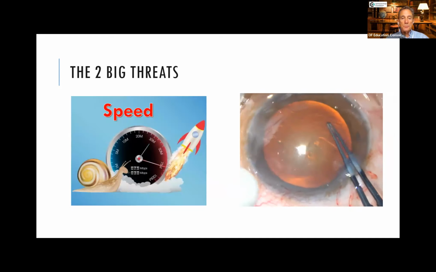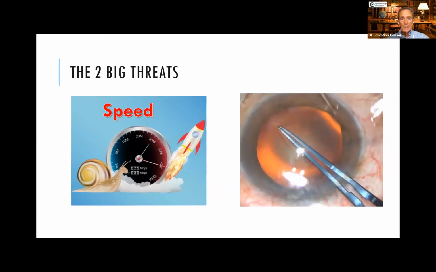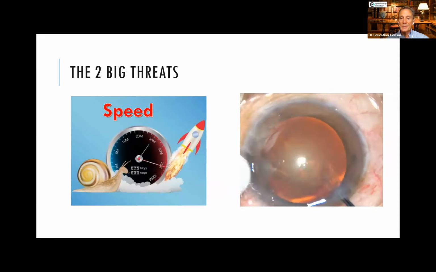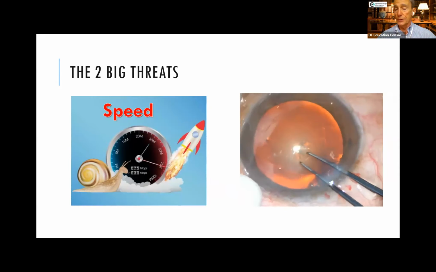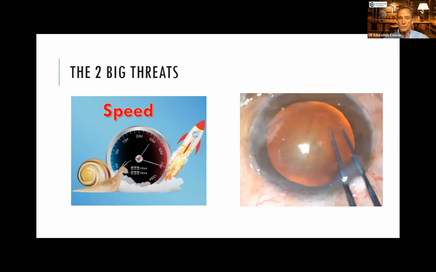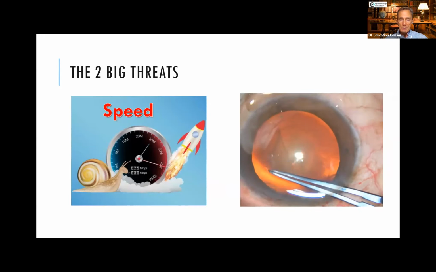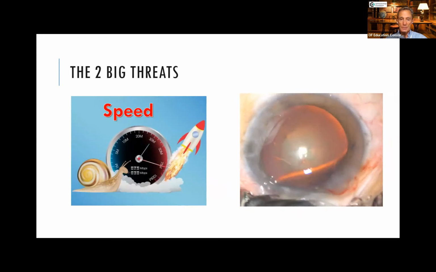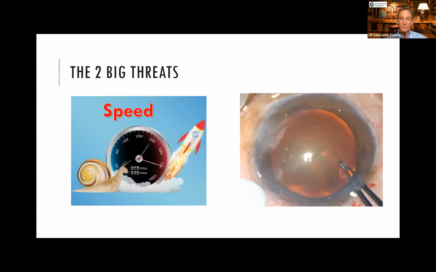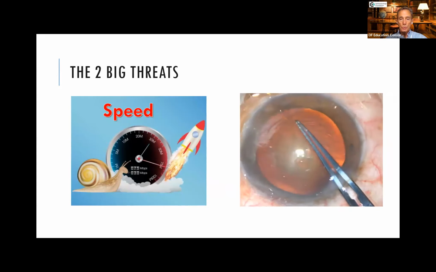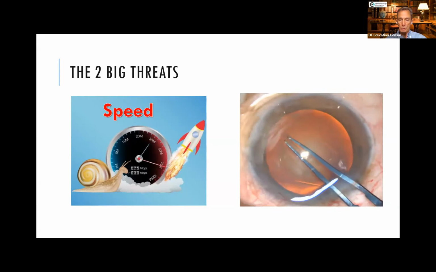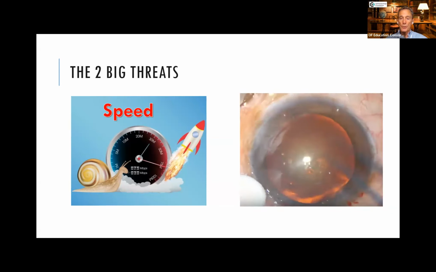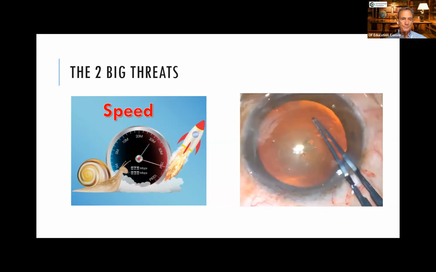The second one is speed, the second threat. Residents try to replicate what they see experienced surgeons do, and usually experienced surgeons do their surgery fast. My belief is that trainers can anticipate most of the complications and prevent them if the trainee is doing things slowly. I always tell my residents, do every step in slow motion. This usually gives me the time to stop, correct, or take over before the complication happens.